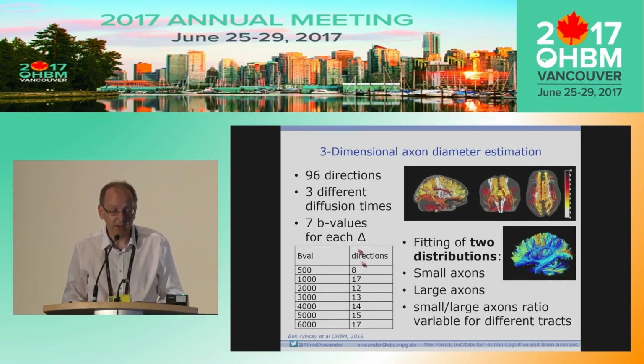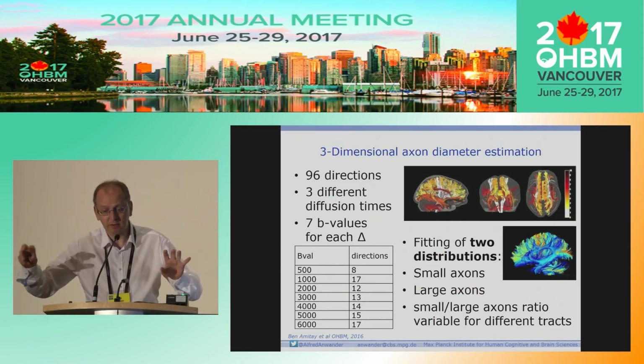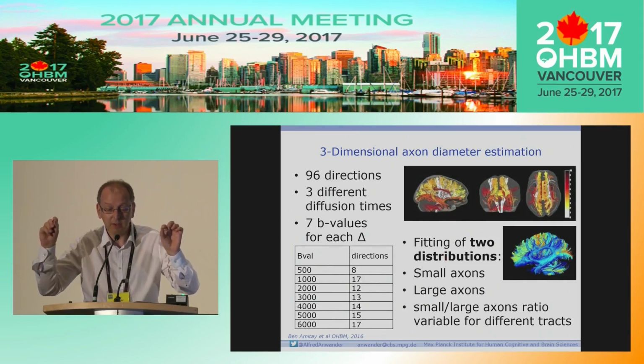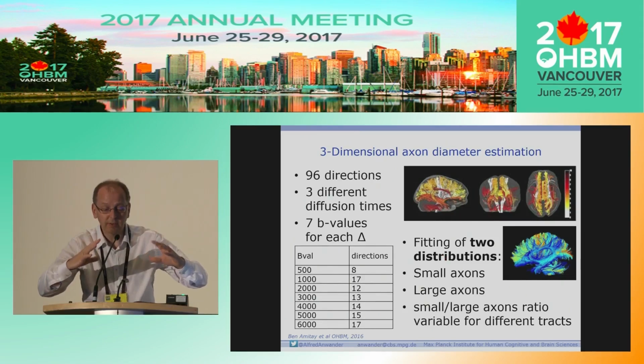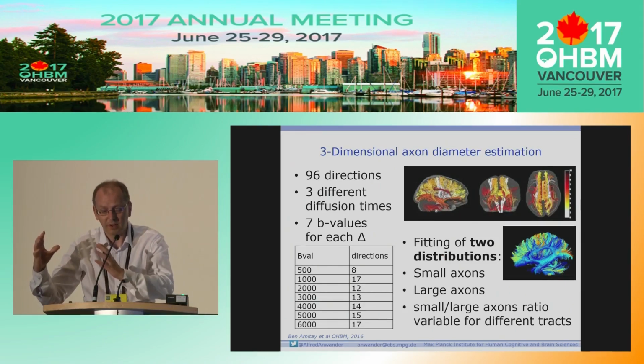So we do a full shell of 7 different b-values, a total of 96 directions, each measured with 3 different diffusion times to give access to the fast and slow diffusion compartments, so the intracellular and extracellular diffusion compartments. And we can get a fitting of 2 distributions, so we know there are smaller axons and bigger axons. We don't fit exactly the diameter for these axons, but we just check how good is the fitting for the distribution of smaller axons and how good is the fitting for larger axons.